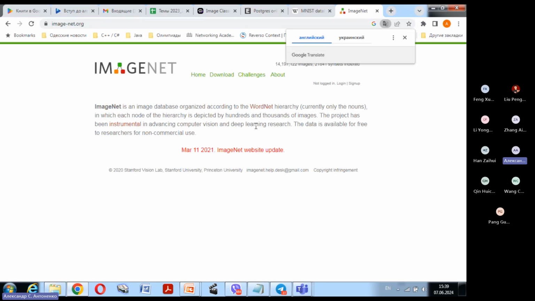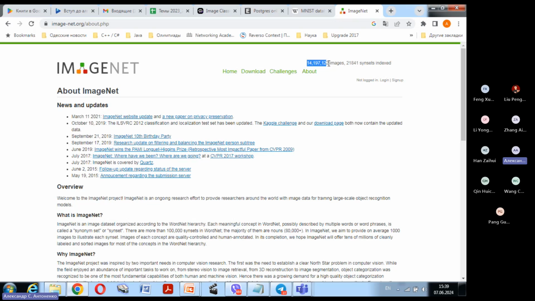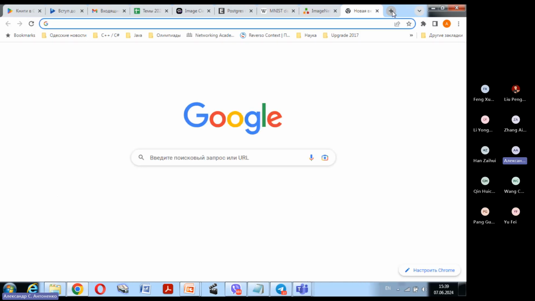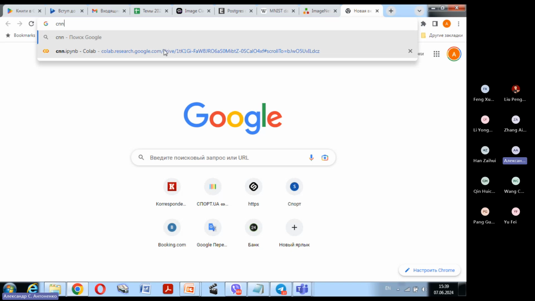What does it say? That today this ImageNet consists of 14 million images and more than 20,000 categories. So really a huge database. It depends how powerful a model you want. Maybe somebody wants a really powerful model, maybe somebody wants a quite simplistic model.